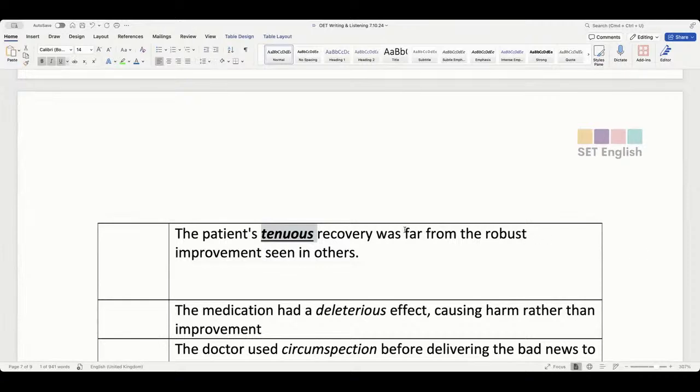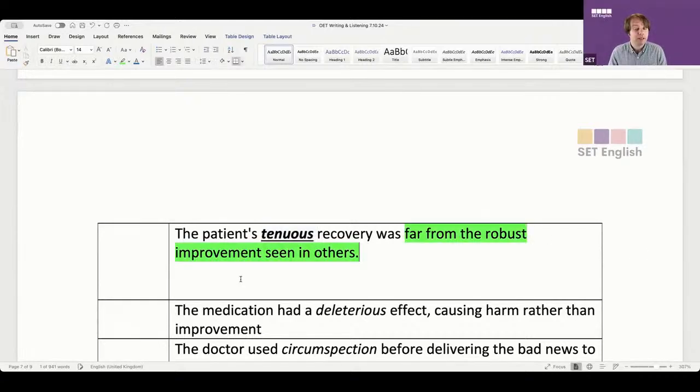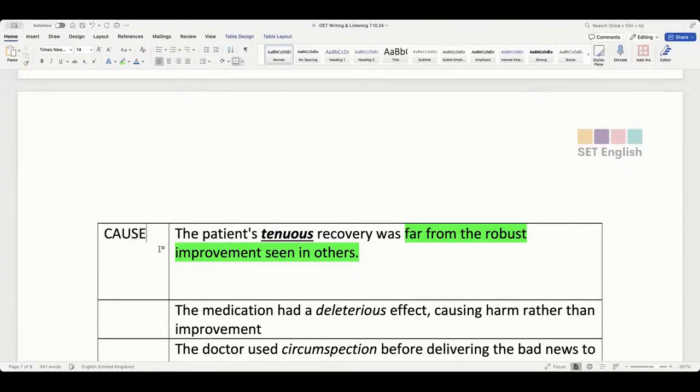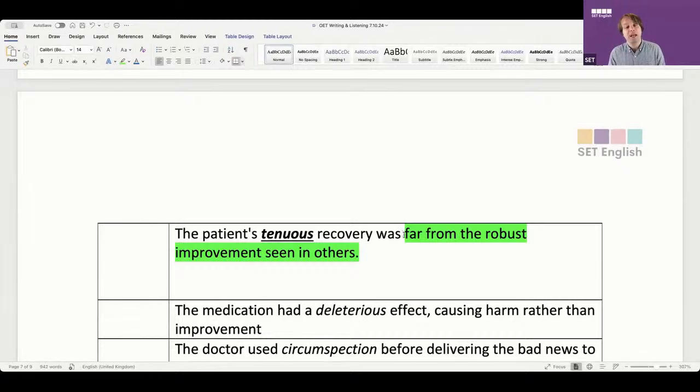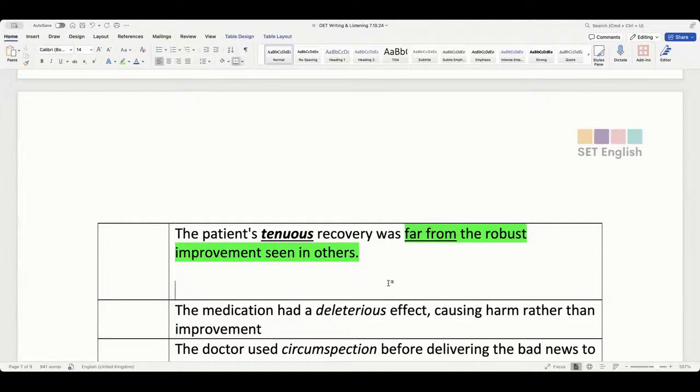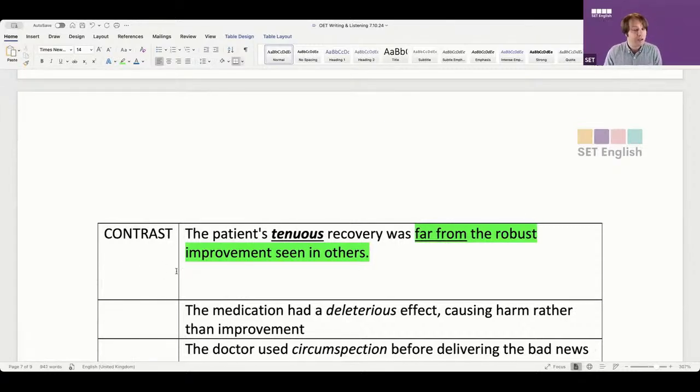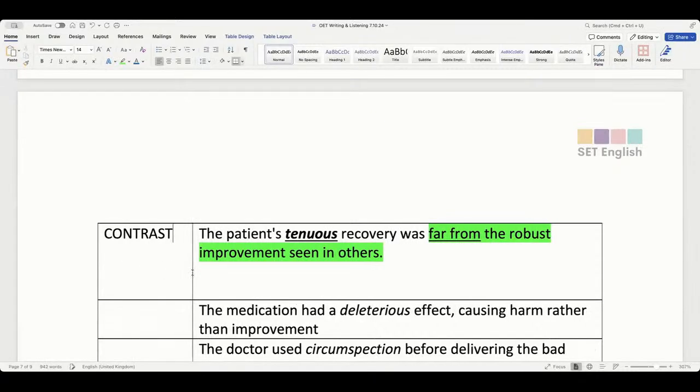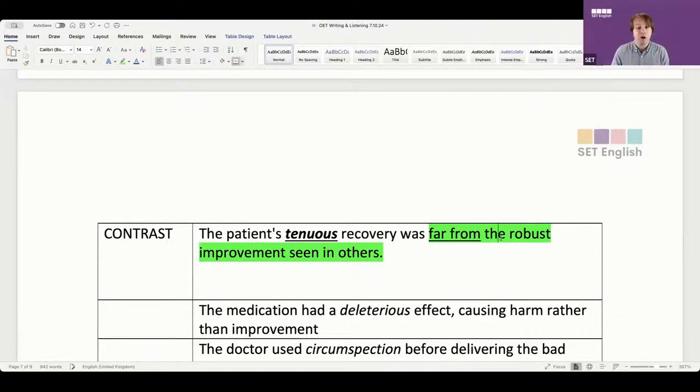Again, we have a clue here. Is this cause? No. What type of clue is this, guys? Far from. Away? The opposite, what they expect. It is the contrast. Contrast, yeah. So the patient's tenuous recovery was far from the robust improvement seen by others.